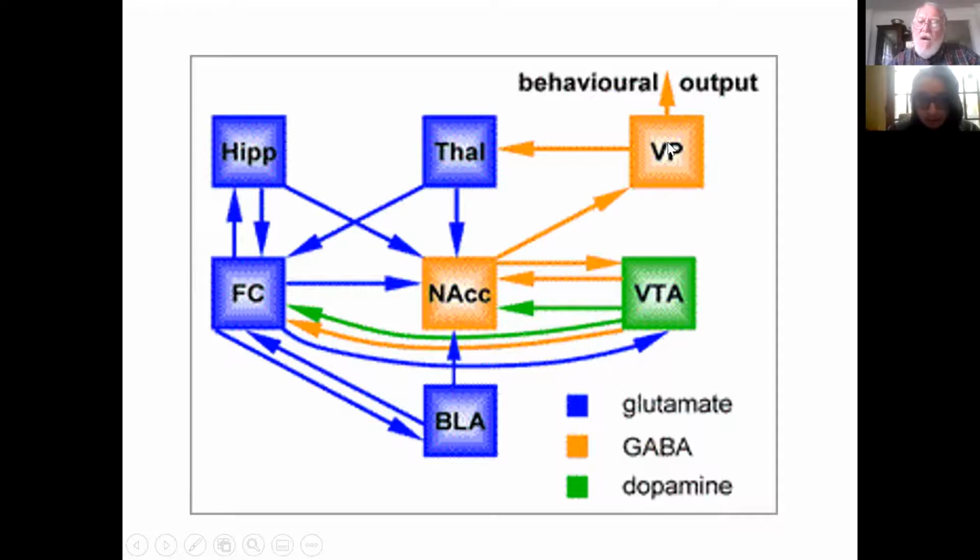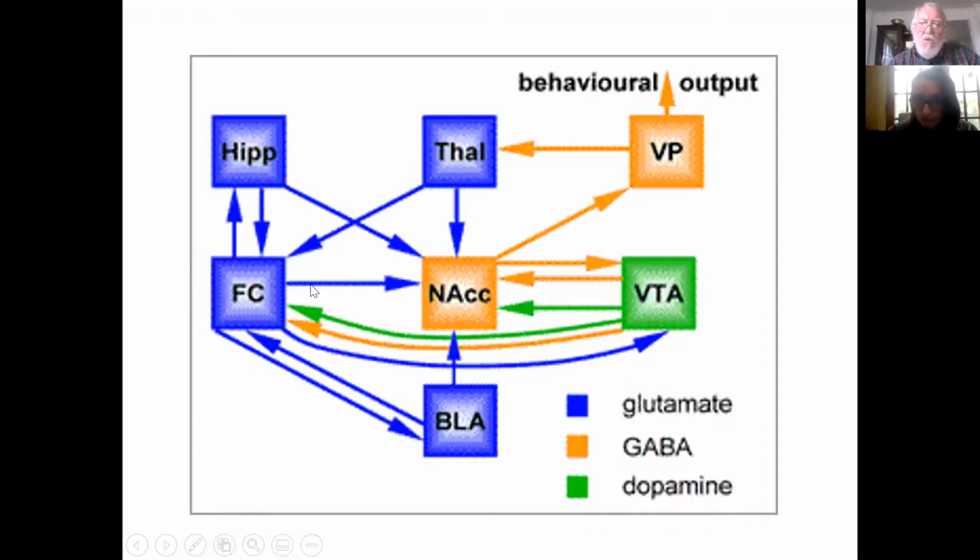If that can't fire as much, this will fire, and therefore you'll inhibit behavioral output. So there's this step back and forth. But if you're now giving amphetamine or cocaine, this system is not getting activated. This system is getting overactivated. Also, the mesocortical projection to the frontal cortex is getting overactivated.